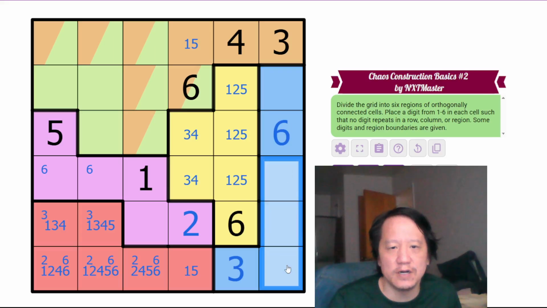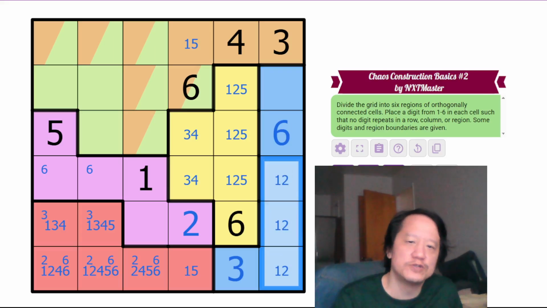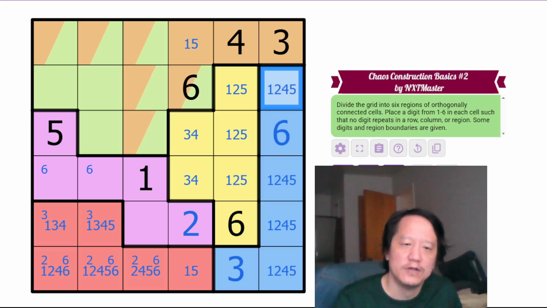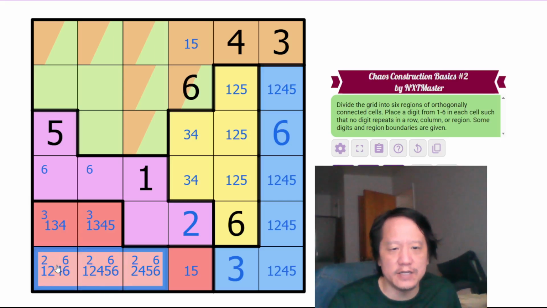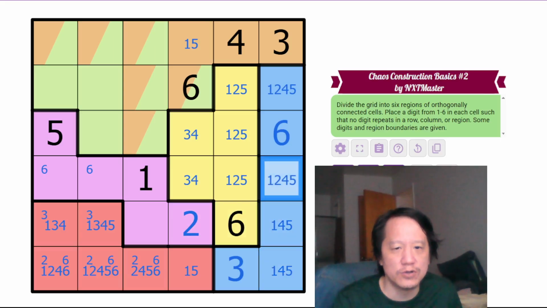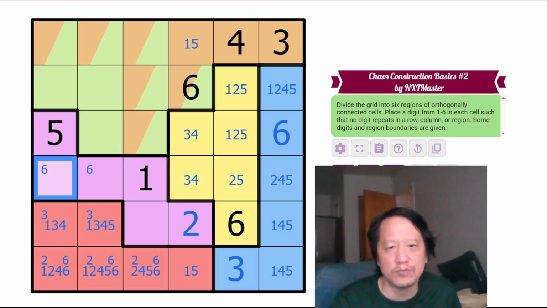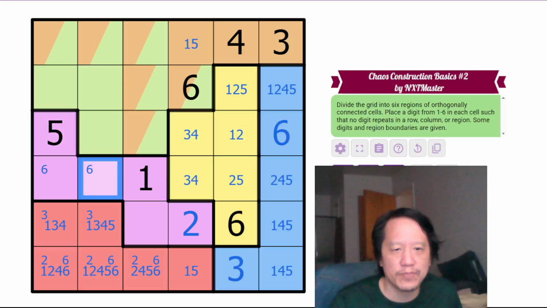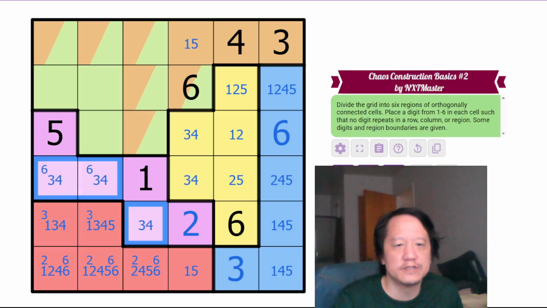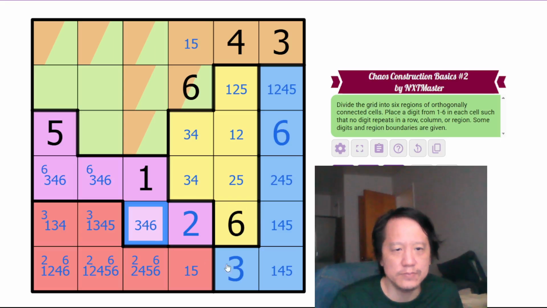Remaining digits in column 6, we have 1, 2, 4, 5. So 2 being guaranteed here for the red region means this can't be 2. This can't be 2 because of 2 in the row. No 2 here, no 1 here, no 1 here because of 1 in the row. This can't be 5 because of 5 in the row. Remaining digits of the pink region are 3, 4, and 6. So there's no 6 here because of 6 in the row.